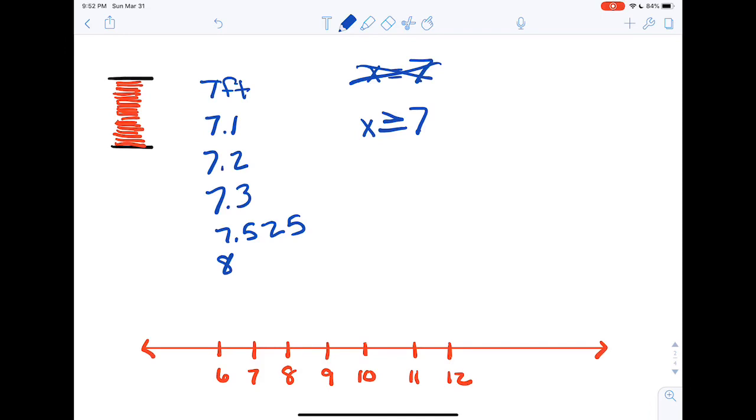So I need to find my 7 again. And this time, instead of putting an open circle, I put a closed circle because x can equal 7, but it can also be greater. So I'm going to write my x up here so I can keep track of which way my arrow needs to go. So it can be equal to or it can be greater than 7. And there's my arrow. And that's all I would do there.